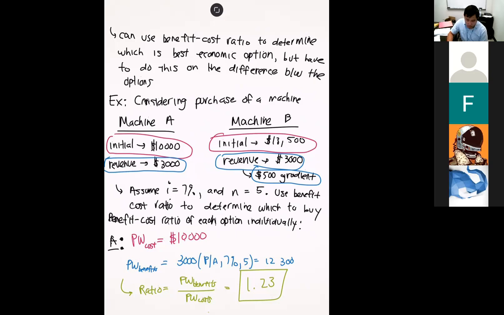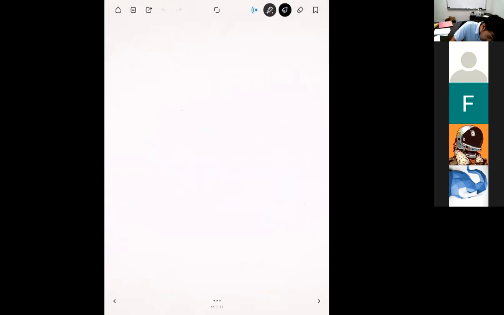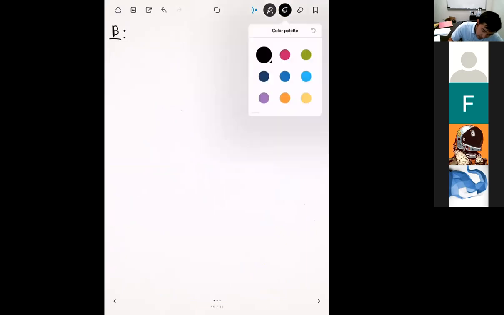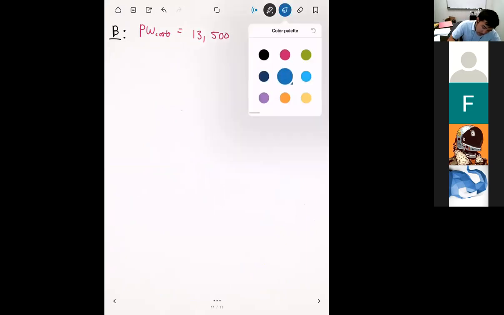Now let's do the benefit cost ratio of option B. Just like we did for option A, we're going to find the present worth of the costs. In this case, we just have an initial cost, so the present worth of the cost is going to be 13,500.